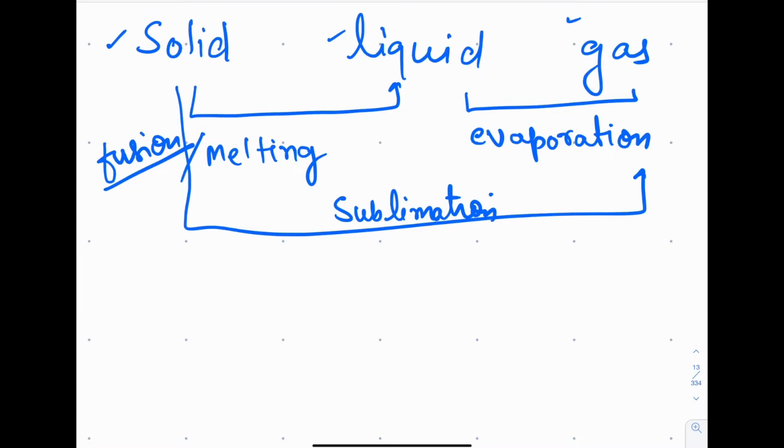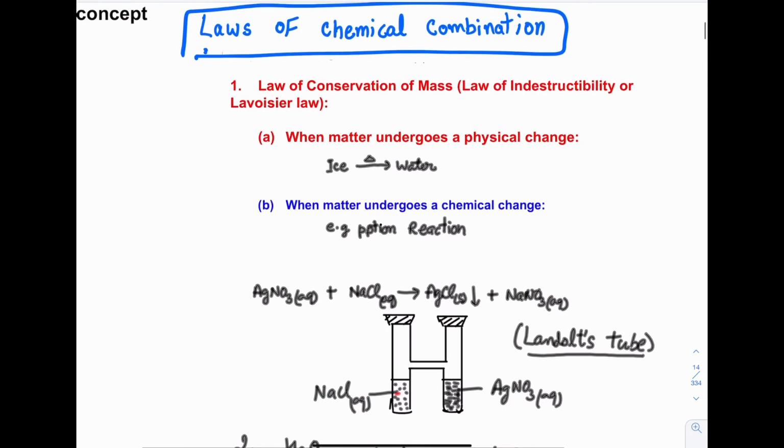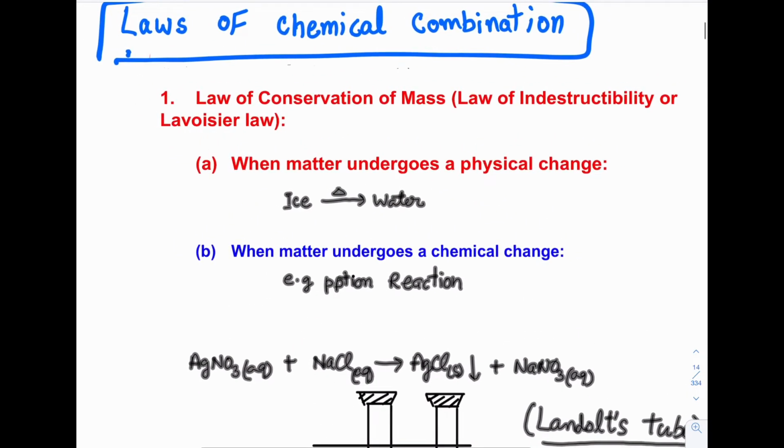Our today's lecture is based on laws of chemical combination. So we'll do first the law of conservation of mass, that is also known as the law of indestructibility or Lavoisier's law. According to this, the total mass of matter will not change in physical as well as in a chemical process.